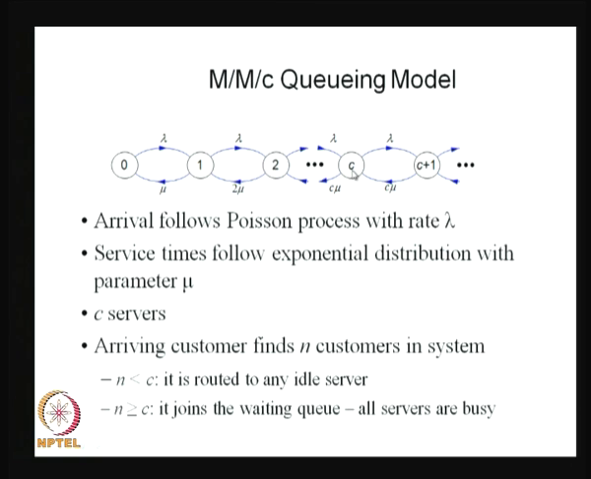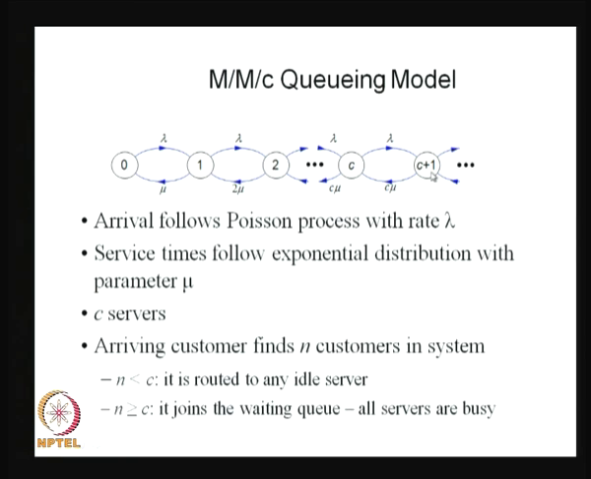So, the system moves from state 2 to 1 at rate 2 mu. Like that it keeps going till the state from C to C minus 1. That means we have C servers. Therefore, whenever the system size is less than or equal to C, all the customers are under service.